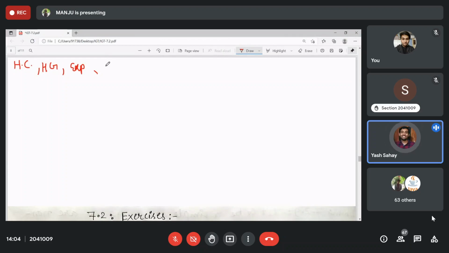A spanning cycle will be your Hamiltonian cycle. That means it contains all the vertices. A cycle that visits all the vertices of the graph, that is your Hamiltonian cycle, and the corresponding graph in which this cycle exists is known as a Hamiltonian graph.